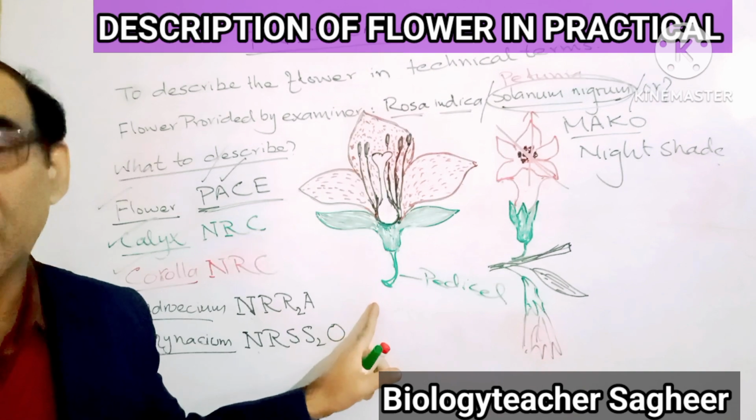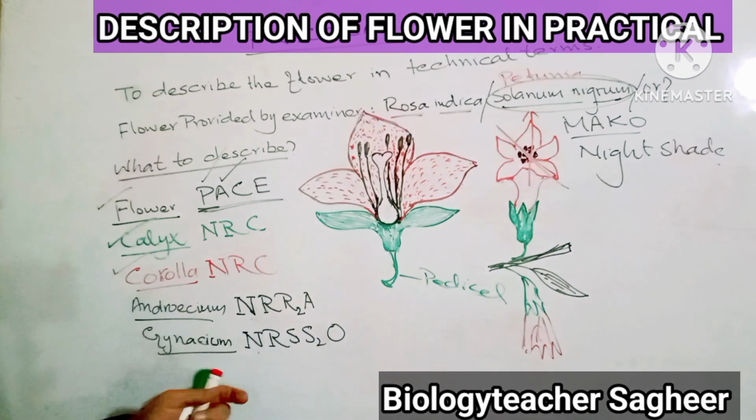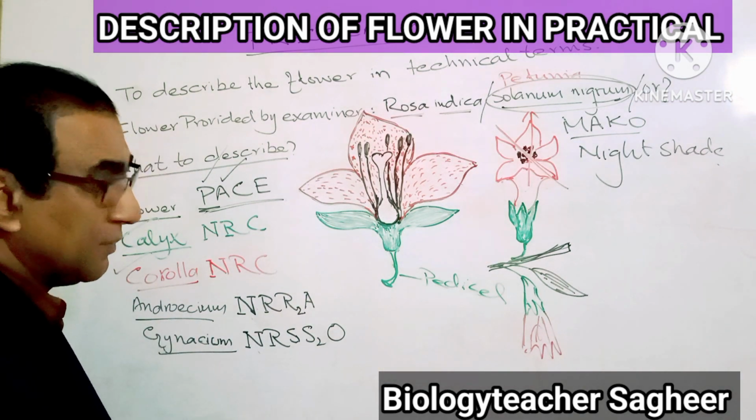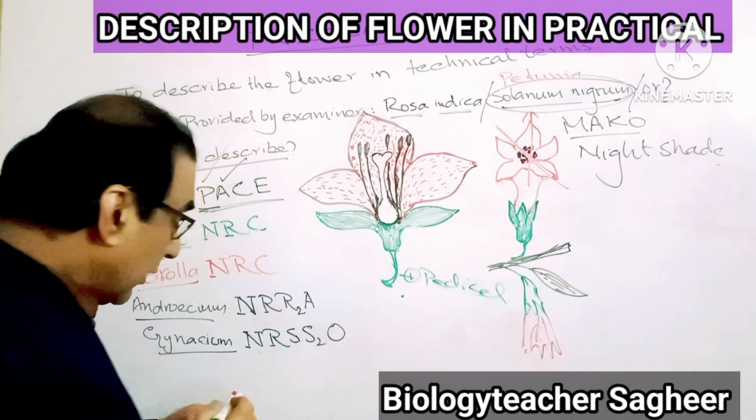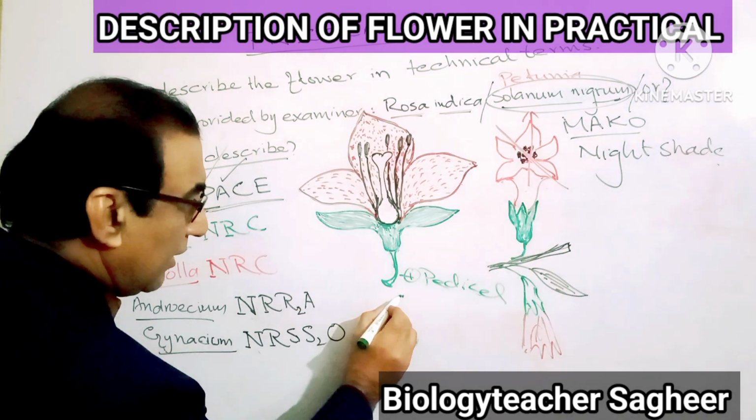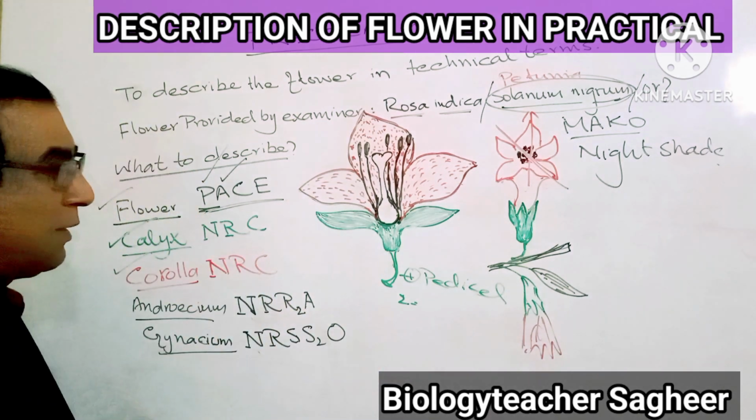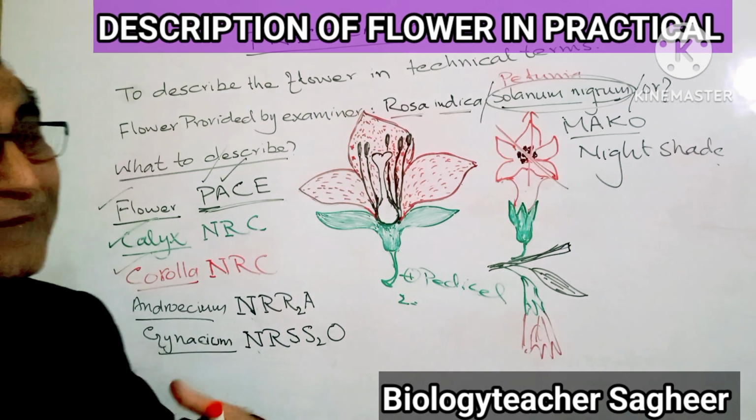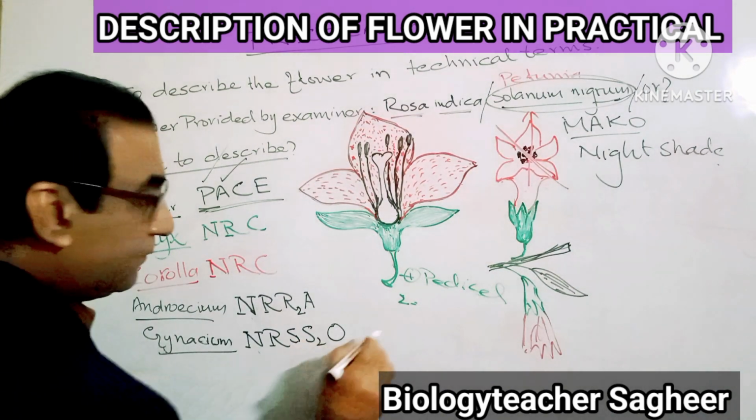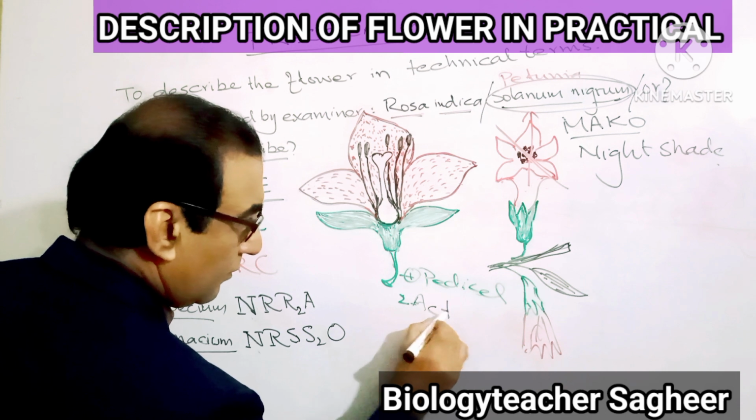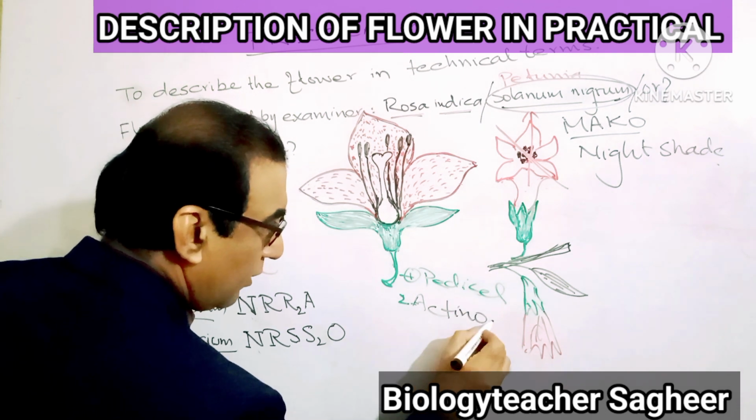It is pedicellate or not. It is pedicellate, so you will write that. First point. Second point, you have to say either it is actinomorphic or zygomorphic. So it is actinomorphic.